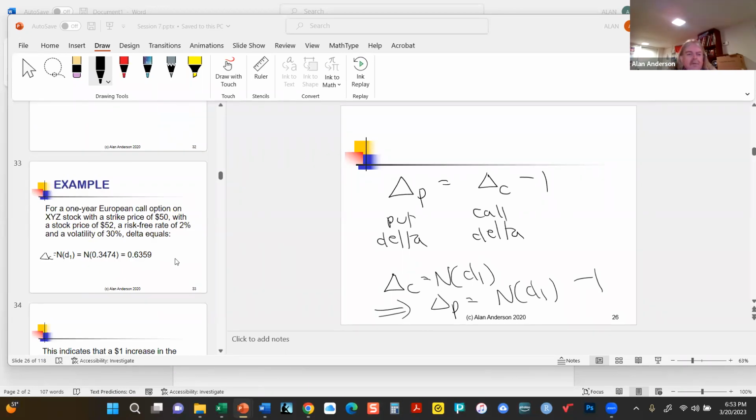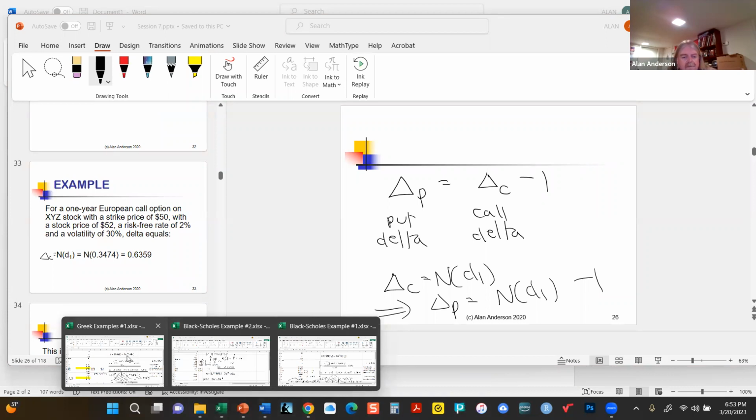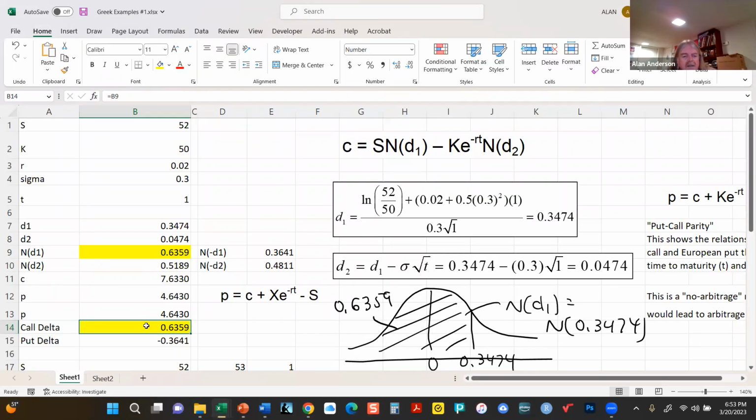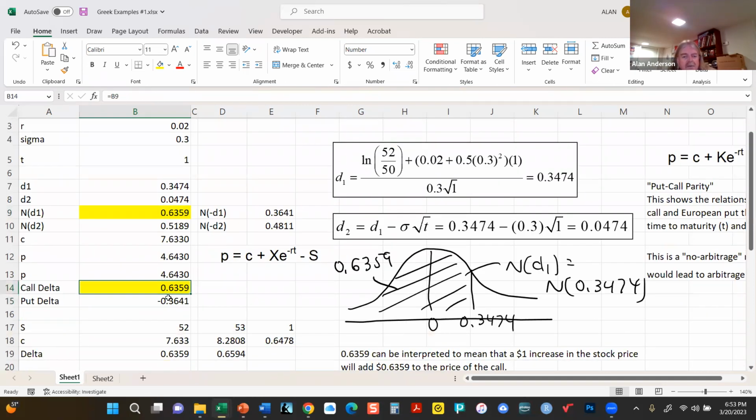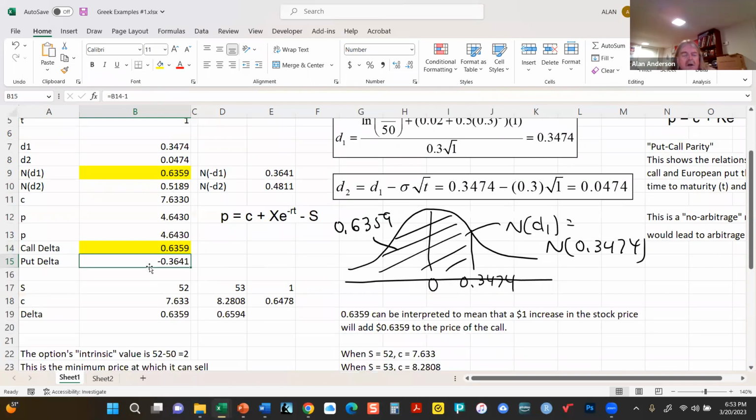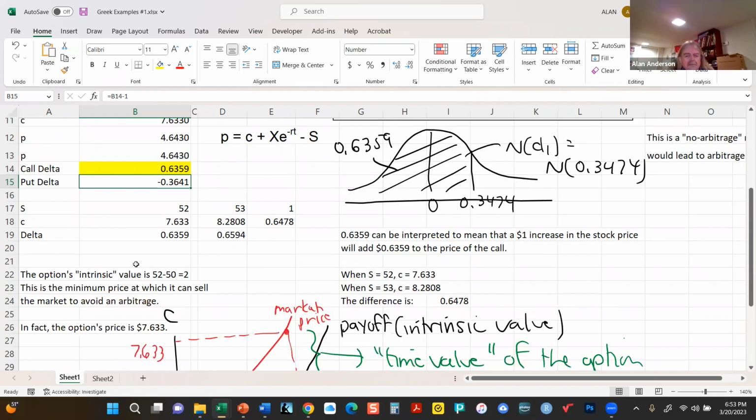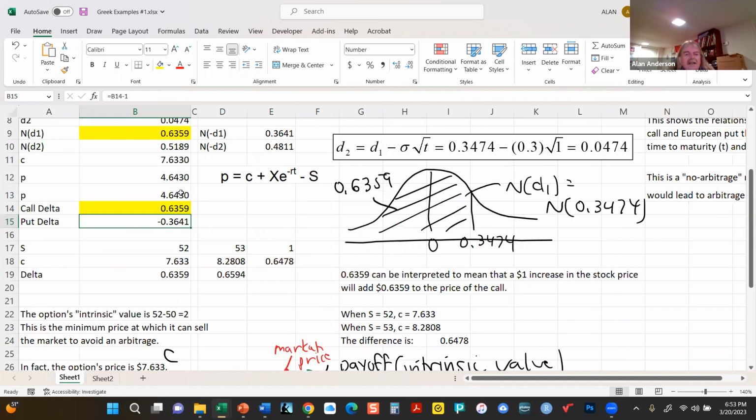But for the example we've been looking at, we know that the call delta is 0.6359 because that's N(d1). And so here, all I did was I took this number and subtracted 1. And so the corresponding put delta is negative 0.3641, which means that if the stock price goes up by $1, the price of the put should go down by 36.41 cents. Now we know that it won't be exact, but it'll be fairly close to that. Okay, so that's how they're related to each other.